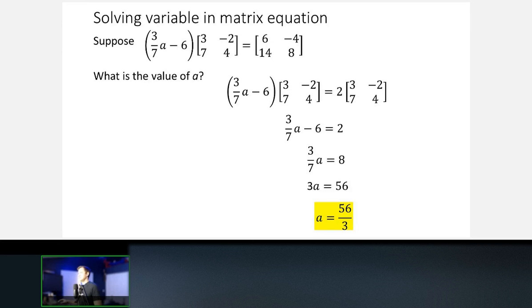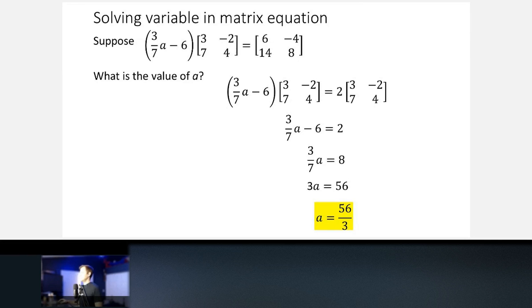What's the wrong answer? Oh, okay, it's right. It's not reduced. It is reduced. 56/3. Yeah, it doesn't reduce any further.